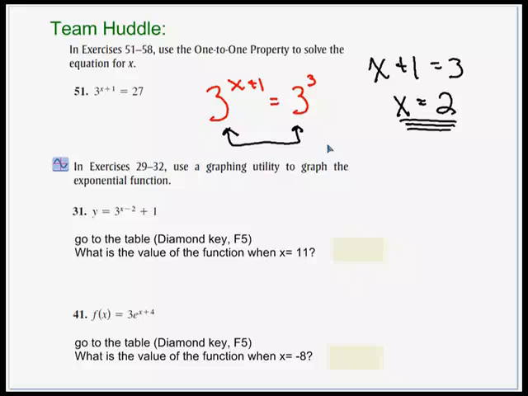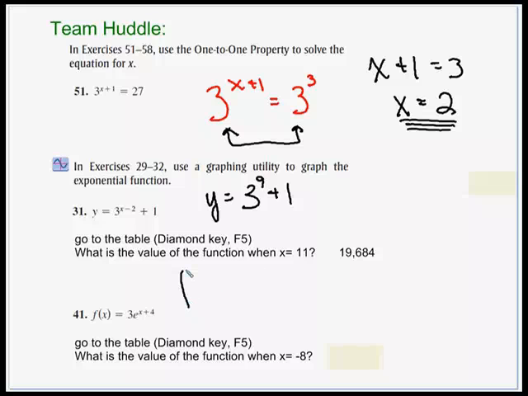So for the other ones, of course, it was just use the graphing utility, graph the function, and then I wanted to take it a step farther. This first function, if you go to the table and plug in 11, what value does this have when x equals 11? Well, that's going to be y equals 3 to the power 11 minus 2, or 9, 3 to the 9th power, so that's going to be pretty big. And then we add one more. And if you did everything right on your calculator, you should get 19,684.